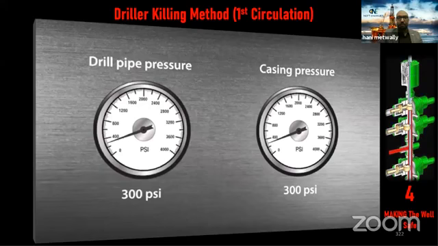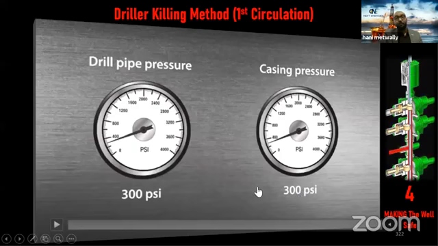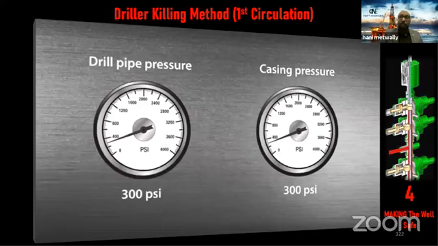So remember, before we start the first circulation, we have casing pressure 400 psi and drill pipe pressure 300 psi. But after the first circulation is completely finished, we have 300, 300. So we remove the influx. But the question now is, why do we still have a pressure? Because we are still underbalanced. We need to pump our kill mud.